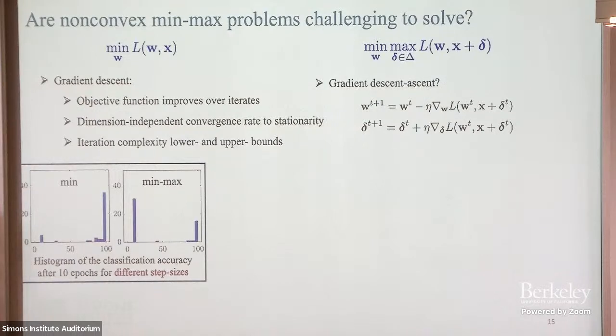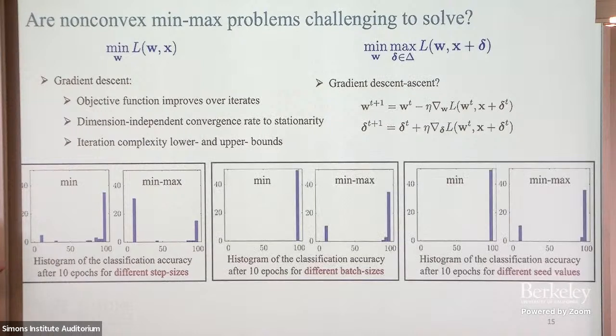And you see that for regular minimization, most of the times you get an accuracy which is close to 100%, but you also have failures. But when you follow this min-max dynamics, most of the times, even after 10 epochs, you end up at a point with basically 10% accuracy. And you have 10 classes. It means that you are random. It's not an interesting point.